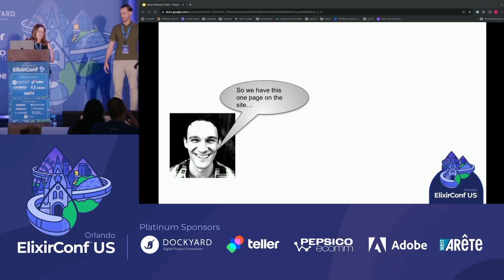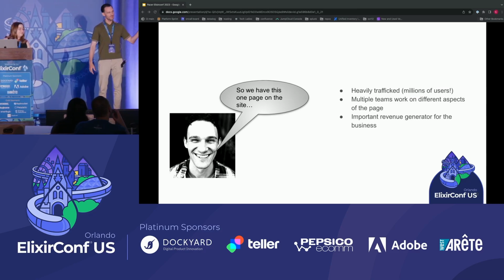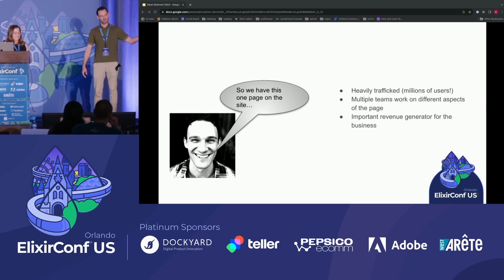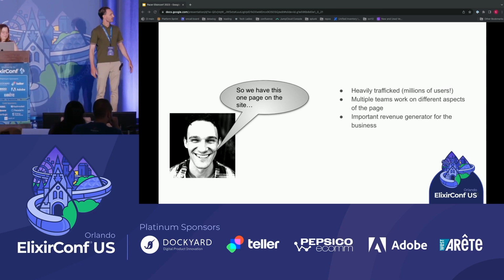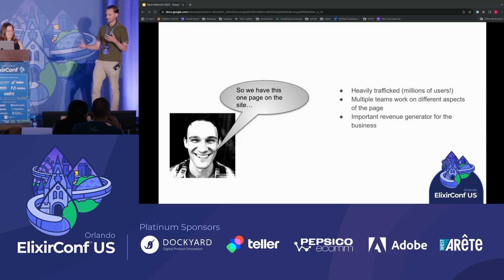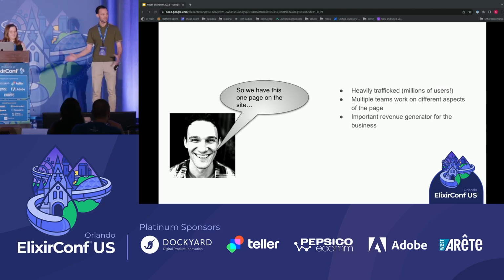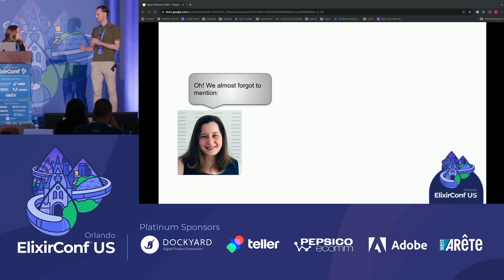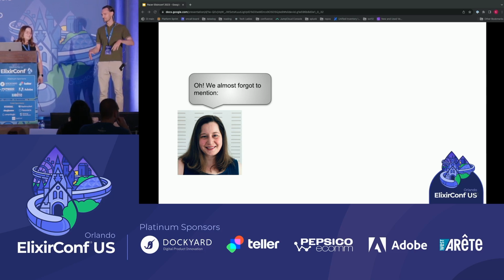We have this one page on the site. A few points about it. It's a heavily trafficked page. It gets about millions of users per day. No big deal. There are multiple teams that work on different aspects of it, and they share a lot of data dependencies in order to get that page rendered for the users. And it's a really important revenue generator for the business. Like, all of the money comes from there, so no big deal, no pressure. It's going to be fine.